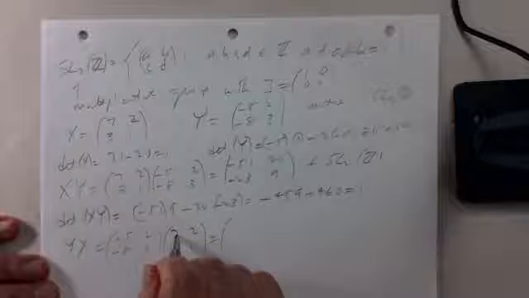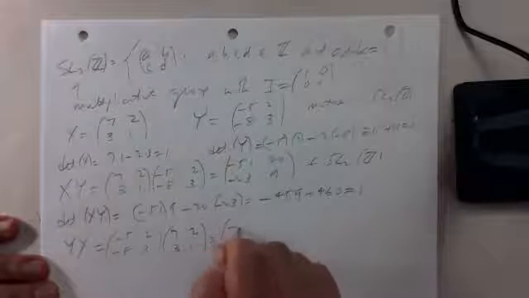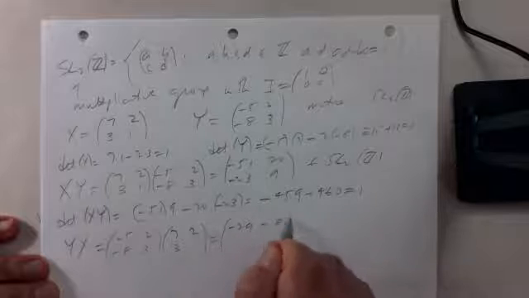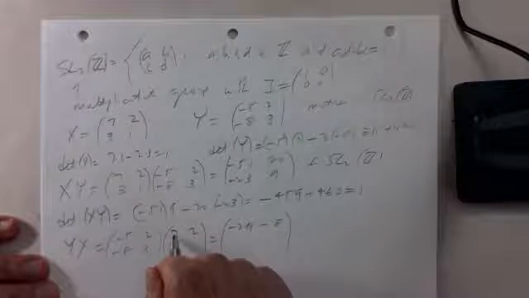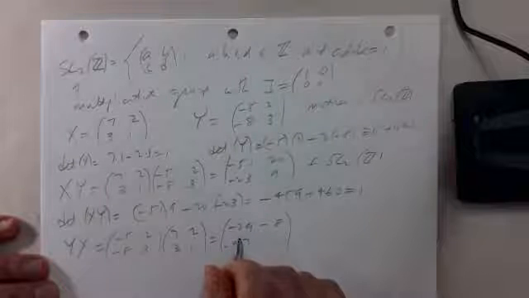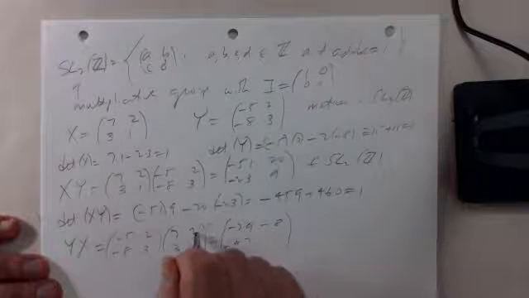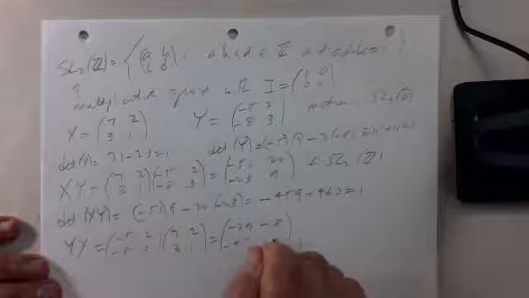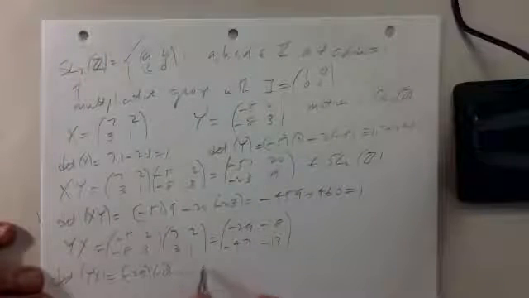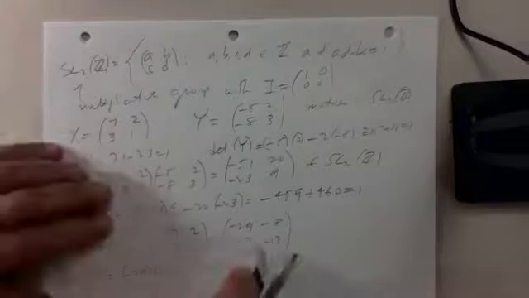This is minus 35 plus 6, which is minus 29. Minus 10 plus 2 is minus 8. Minus 56 plus 9 is minus 47, I think. And minus 16 plus 3 is minus 13. What is the determinant of YX? Minus 29 times minus 13 minus minus 8 times minus 47.